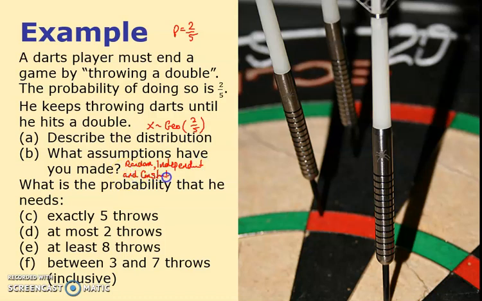Now, the one problem with what I've just done is that really we should reference the darts' constant probability of getting a double. So try to put it into context. And into context basically means reference the situation that you're talking about. Now, this is where I want to show you how to use a calculator. What's the probability he needs exactly 5 throws?